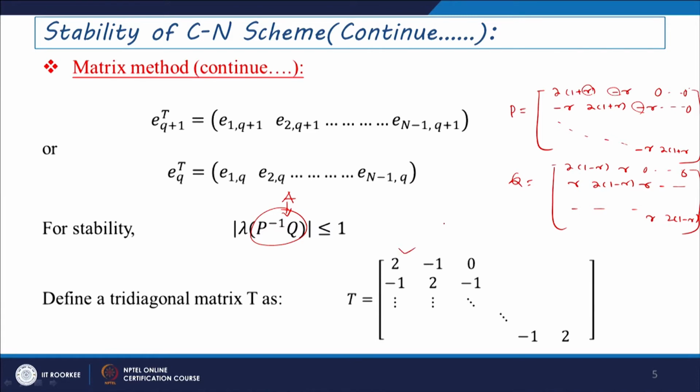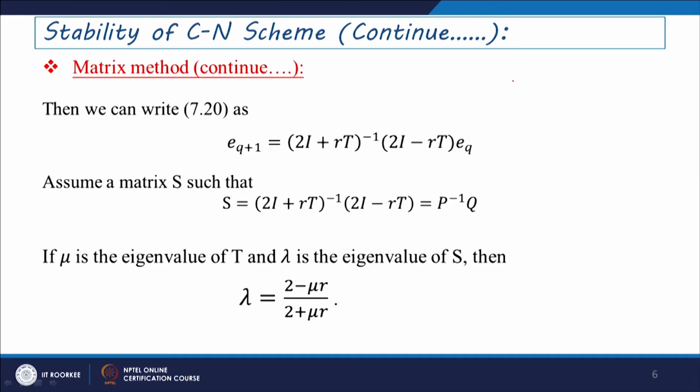So if you see here, the R coefficient takes 2 here, then minus 1 here. Again, in the second row, it is taken as minus 1, then 2, then minus 1. Likewise we have written T as a matrix here. So if we write E of Q plus 1 in the form of P inverse Q, then we can formulate it as follows: since T is the matrix which takes the coefficients of R, it can be written in the form of RT here.